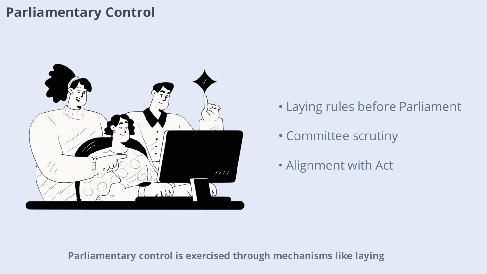Parliamentary control is exercised through mechanisms like laying rules before Parliament and scrutiny by specialized committees. In India, as in England, rules made by the executive must be presented to Parliament, which can annul or modify them. Committees examine whether the rules align with the objectives of the Enabling Act and whether they impose taxes or affect fundamental rights.